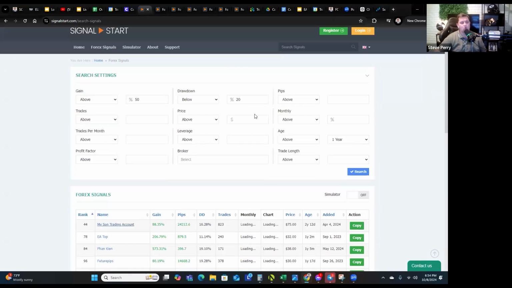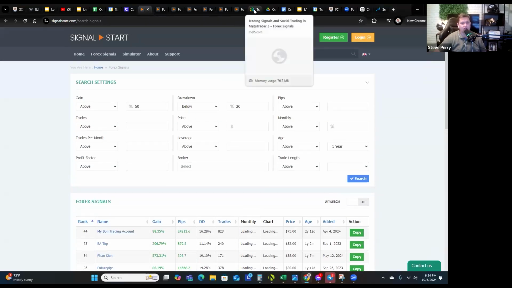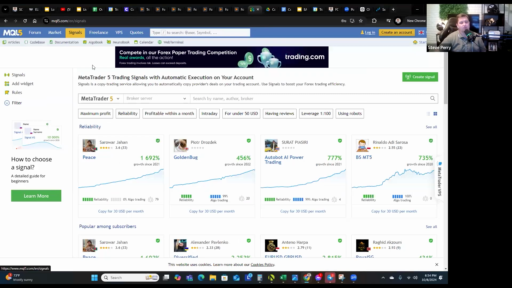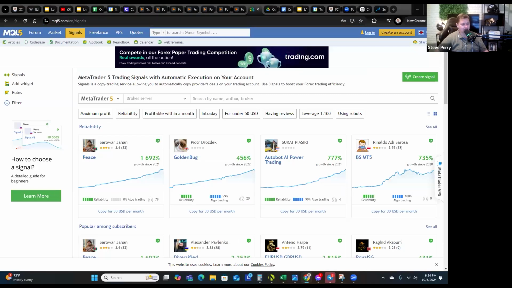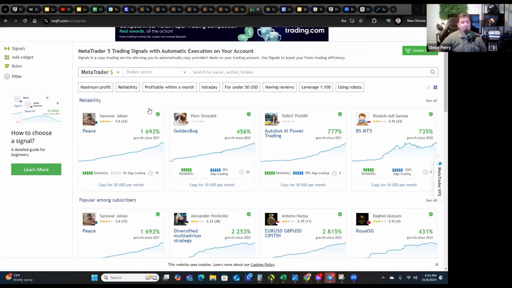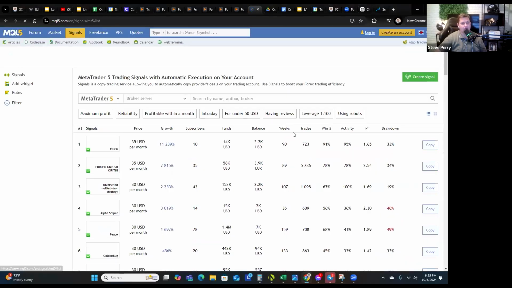Another place you can go to look up different copy traders is MQL5. This is the company that owns MT4 and MT5. You can go to their signals page right here. Here's the link to it for those that want it. This one's harder to filter through, but you can filter by, let's say you just want, let's do a list view instead.